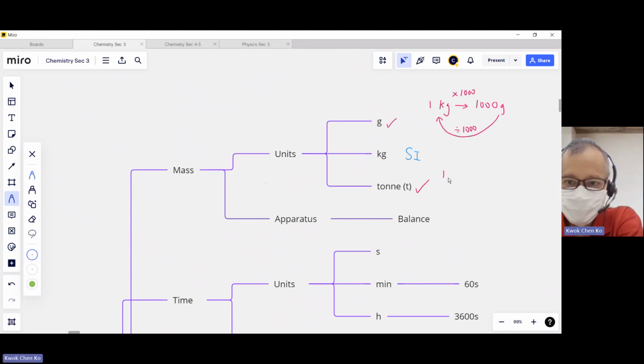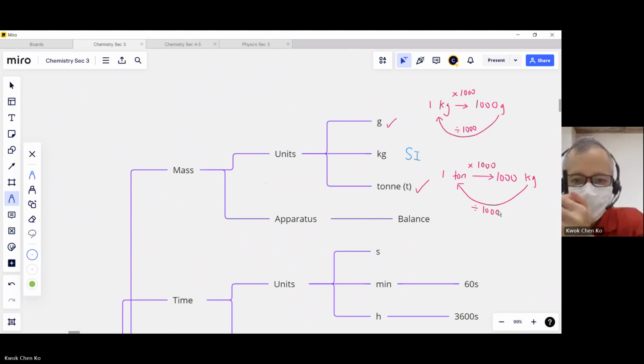So therefore, it makes sense for you to know that 1 ton is equivalent to 1000 kg. Well, of course, from ton to kg, you multiply by 1000. And if you decide to reverse the relationship from kg to tons, you divide by 1000. So yes, you will definitely encounter mass in chemistry, and these are the three units you're going to see. Nothing more than that.